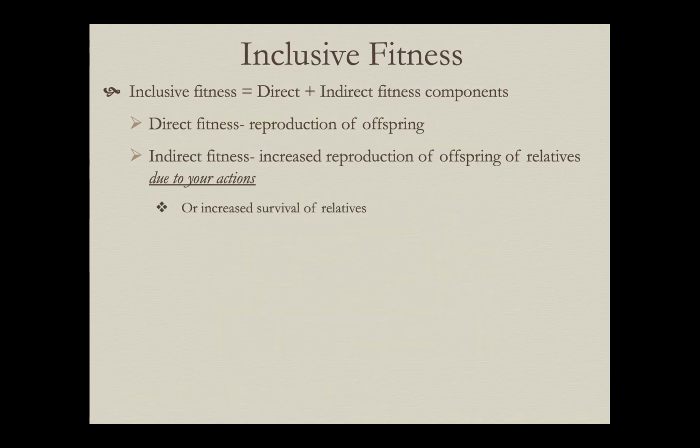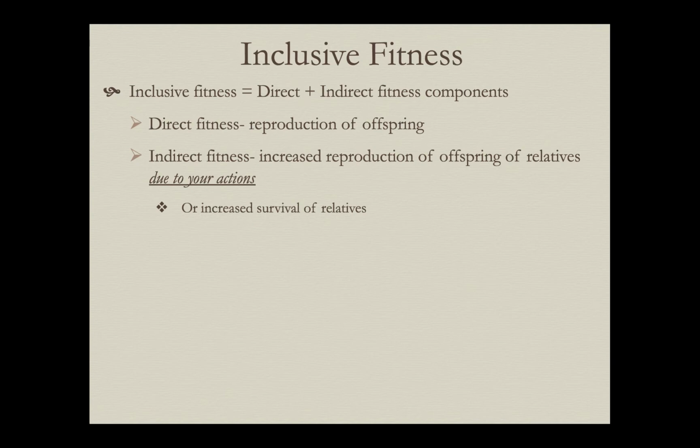Inclusive fitness is defined as your direct fitness plus fitness you can derive from what's called the indirect component. Now, direct fitness is pretty much how I've been describing fitness throughout the semester. It's basically reproduction of offspring. The greater number of offspring you produce, the more your fitness. That's how I've been describing it. But in inclusive fitness terms, that's just the component of direct fitness.